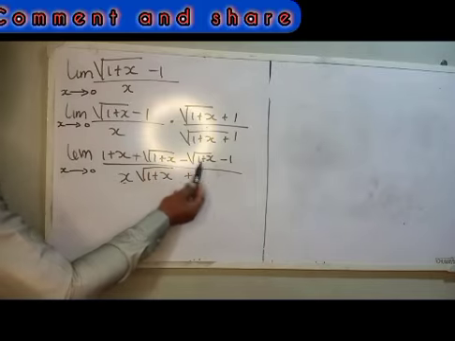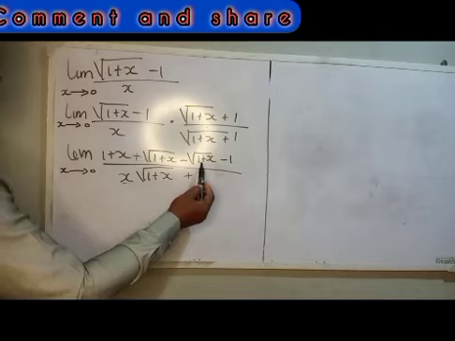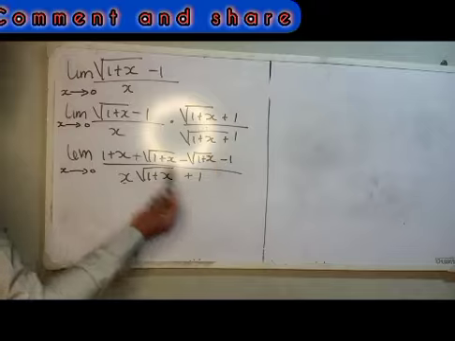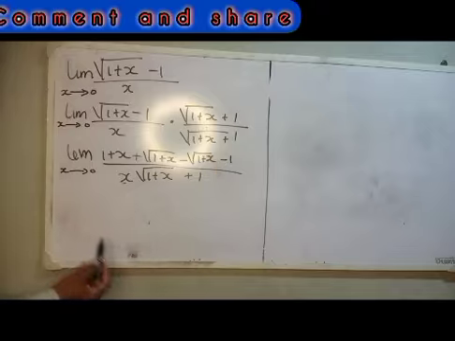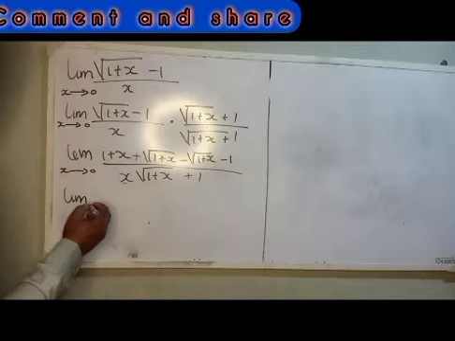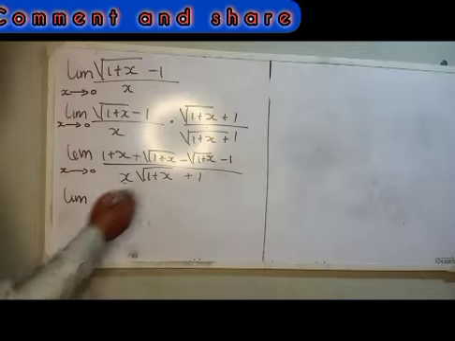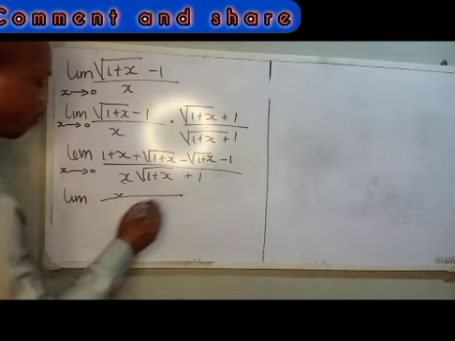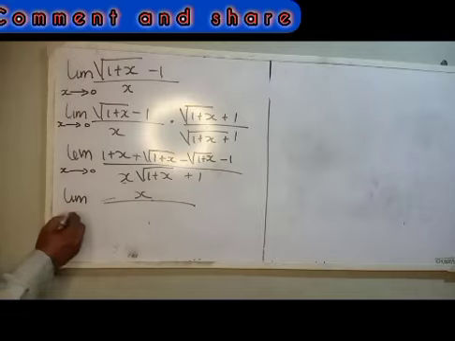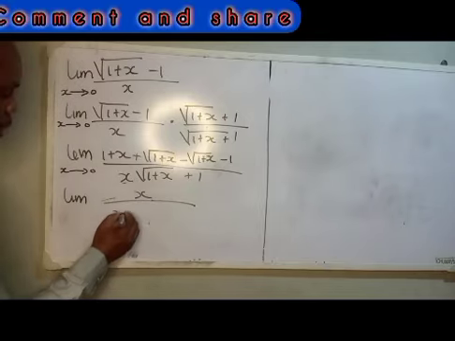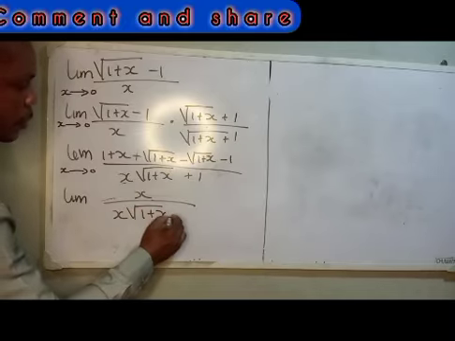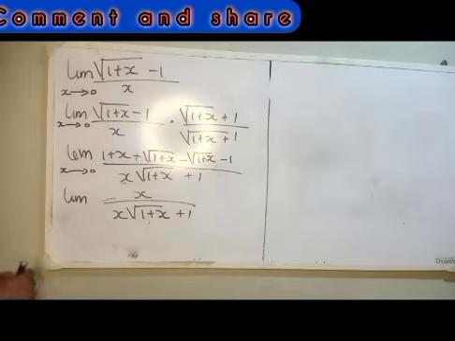All right, so this positive and this negative cancel out, and then we have a plus 1 here and minus 1, which also cancels out. If you pay very close attention, you will notice that what we have in the numerator is just x. So the limit now is going to be x all over the denominator, which is x times the square root of 1 plus x plus 1.